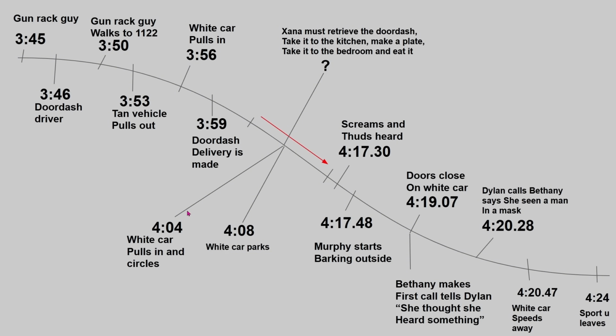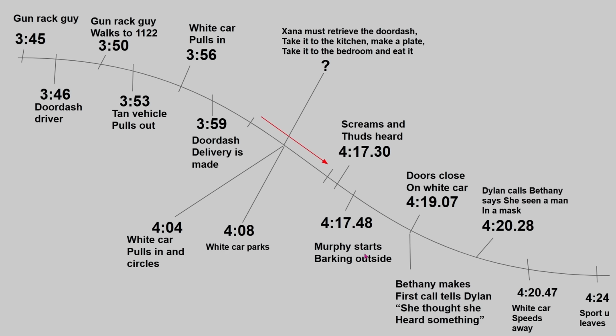We know that the white car parks at 4:08. Now there's a timeline between 4:08 when the car parks and the next thing that we can completely verify, which is 4:17 and 30 when the screams are heard and the thuds are heard. We know that at 4:17:48, Murphy starts barking outside. Before that, you can faintly hear him barking inside, but at 4:17:48, Murphy starts barking outside.